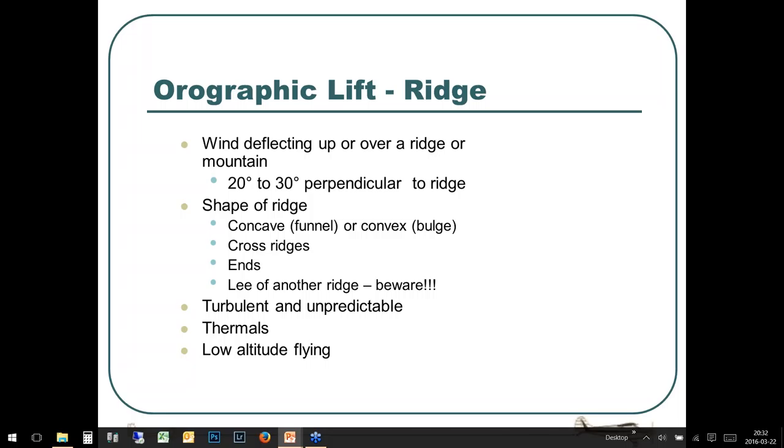Which means your options for outlanding come up a hell of a lot quicker than when you were 3,000 or 4,000 feet above the ground. So you really have to be looking out for your outlanding fields. And on the Pennsylvania Ridge, the outlanding fields are a little bit few and far between. It's fairly narrow valleys over there.